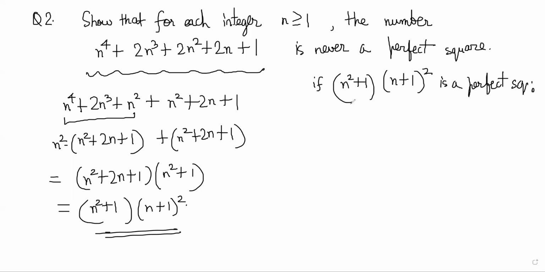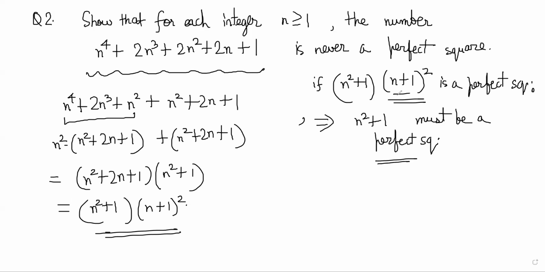if it has to be a perfect square, we must have, this is already a perfect square, right? If you have an overall expression which is a perfect square and one factor of it is itself a perfect square, then the other factor must also be a perfect square. So basically, that implies that n square plus 1 must be a perfect square, right? Why is that so? Because already one factor n plus 1 whole square is a perfect square. So this must also be a perfect square for the whole thing to be a perfect square, right?